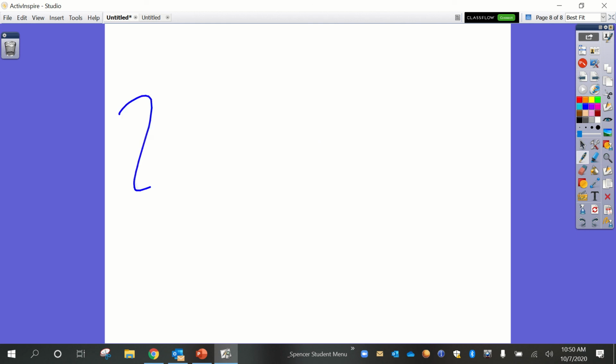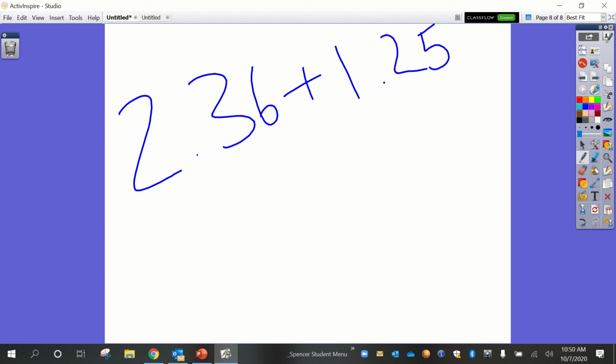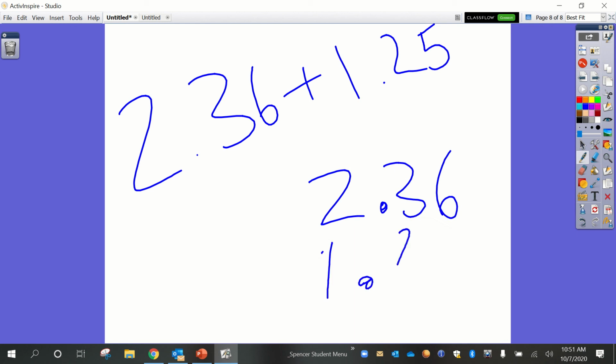Let's do 2.36 plus 1.25. Notice I'm thinking of this in my head, trying to figure out a good problem for us. So what did we do the first time? What do we do anytime we're adding with the standard algorithm? Well, the best thing to do is stack, lining up the place values, lining up the decimal. That's a really bad decimal right there. Oh my goodness, that's one of the worst I've done in a long time.